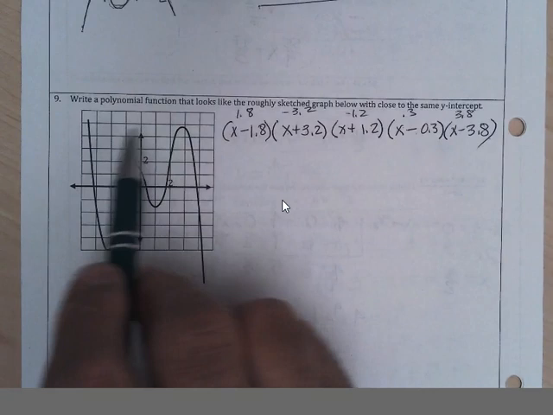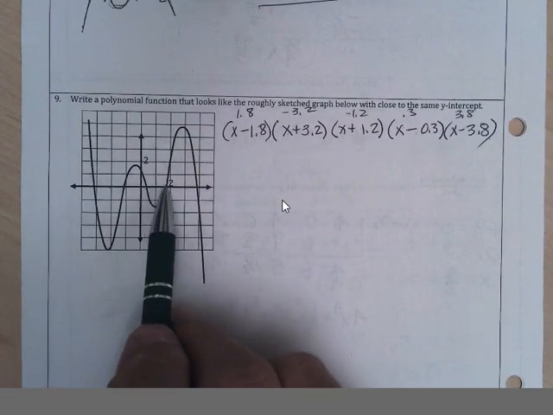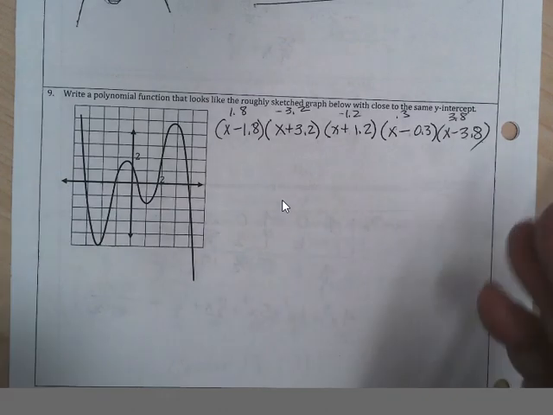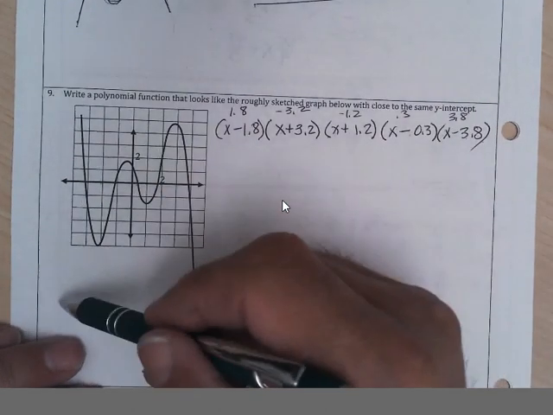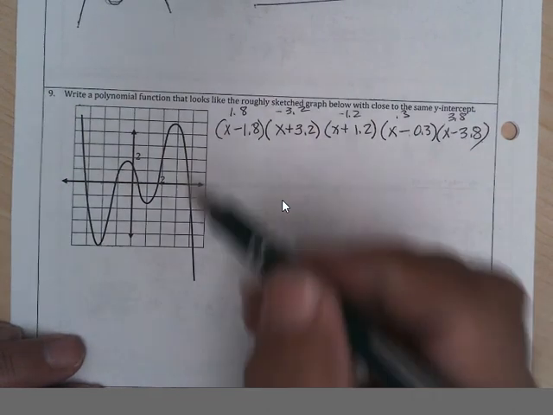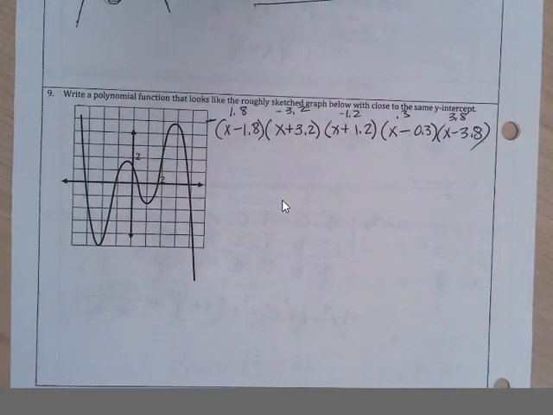So now I have a degree 5. Crosses 1, 2, 3, 4, 5 times. So that's normally that starts down, goes and ends up. But this goes upside down, so we have to put a minus. But we might have to put something else in.